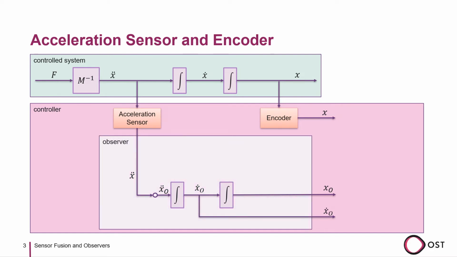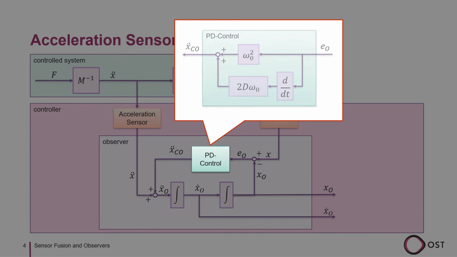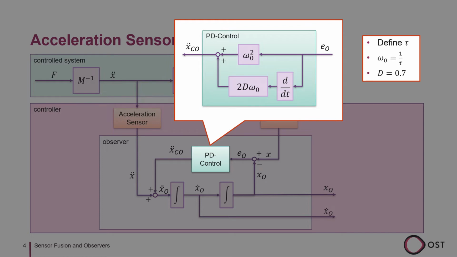In this case, we can use an observer to fuse the two signals together. First, we calculate the difference E between the position signal from the encoder and the accelerometer. We feed this difference into a controller and get an acceleration, which we can then add to the measured acceleration. From our previous video on control, we know that we can use a PD controller for this. The structure of the PD controller is shown here once more. To calculate omega 0, we can define a time constant tau. Omega 0 is then 1 over tau. The damping constant d can be chosen as well, but usually 0.7 is a good value.